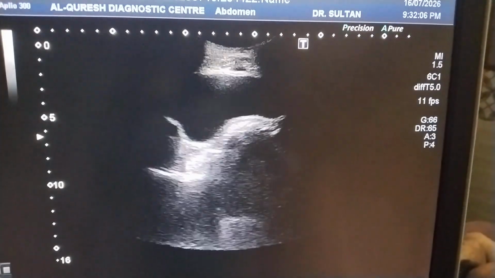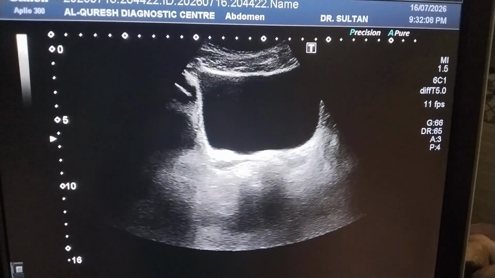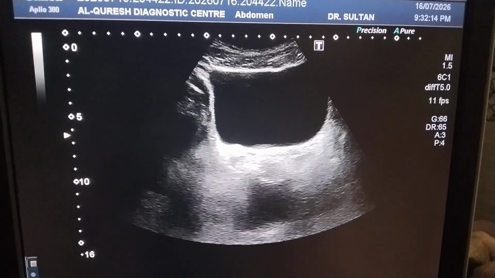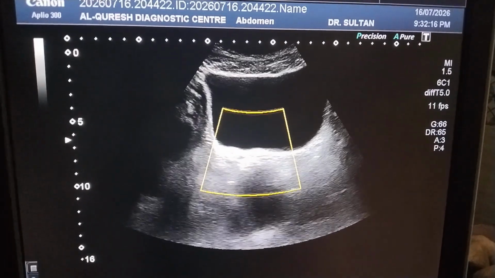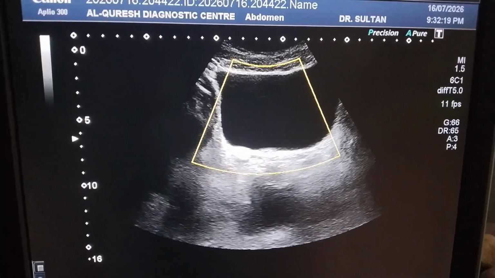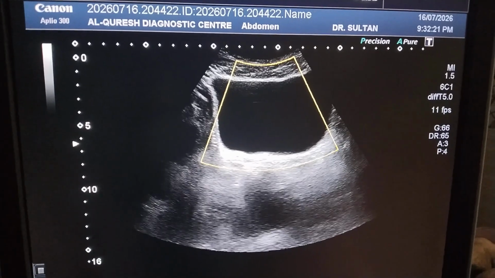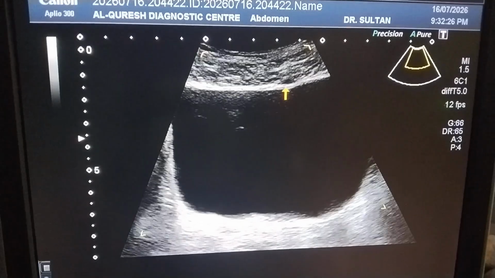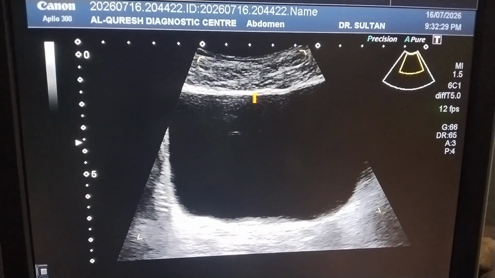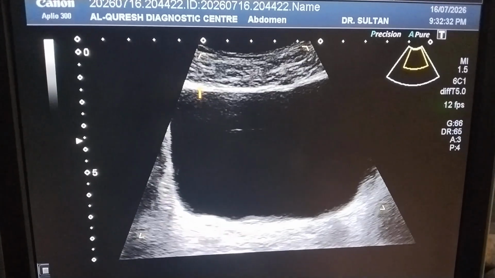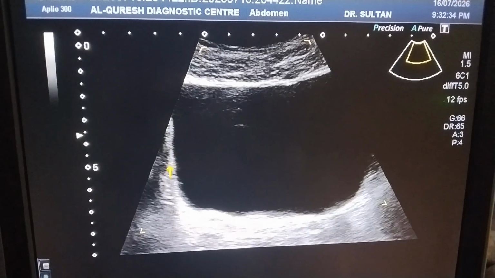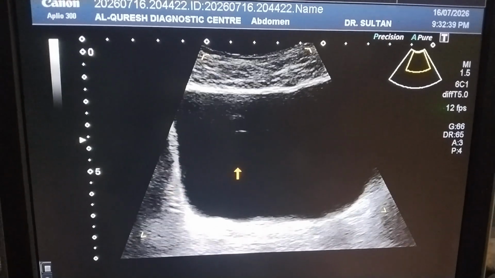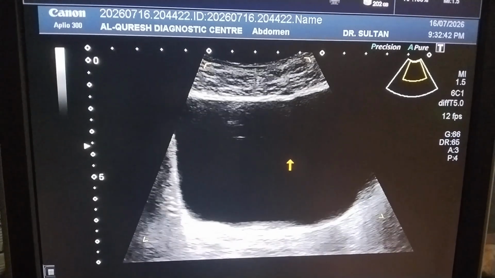So now I have again placed the probe in the transverse direction. When we are going to examine the wall of the urinary bladder, we should zoom the image so that we can appreciate it. Look here, this is the anterior wall of the urinary bladder. It is smooth, no irregularity is seen, and the same should be true of all walls of the urinary bladder when the bladder is normal.